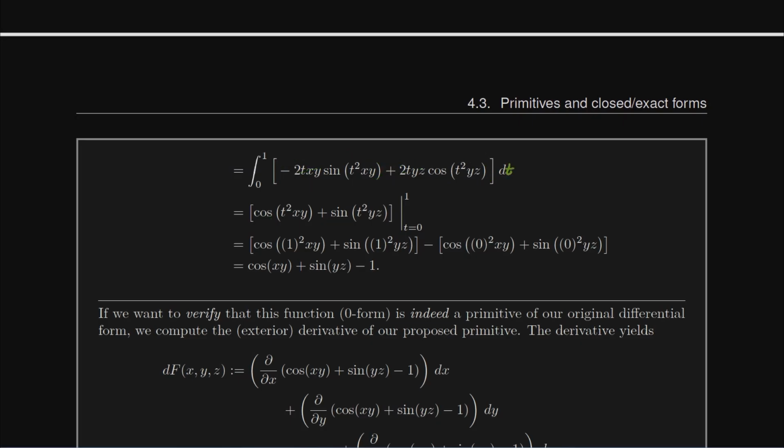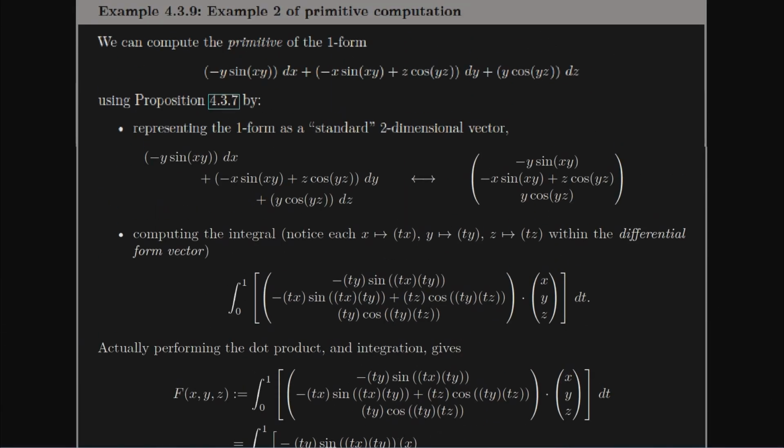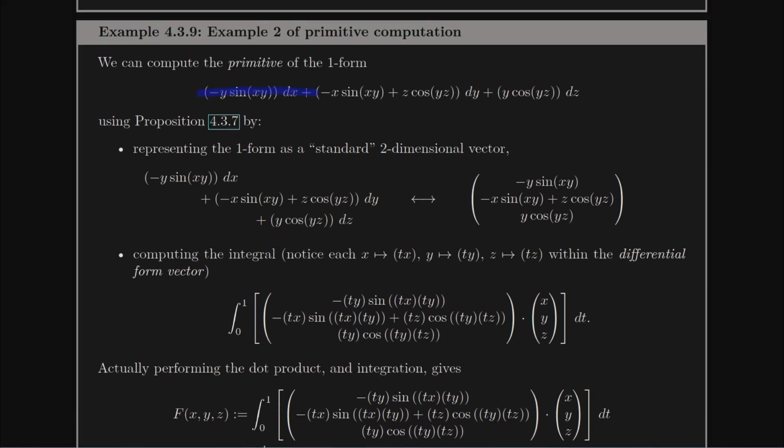Now I have the t variable on my bounds 0 and 1. I'm going to plug a 1 in for t, so a 1 and a 1. And then I'm going to subtract, plugging a 0 in for t, a 0 and a 0. And what do I get when that's all said and done? I get cosine of xy plus sine of yz minus 1. This is what I claim is a primitive of the original differential form. So my original differential form, all the way up here, I claim I've just computed a primitive of this form.